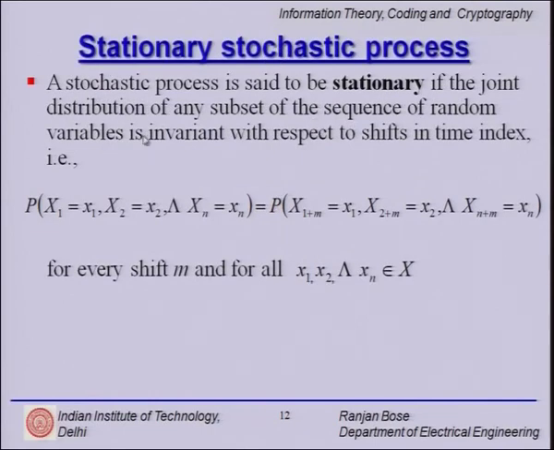So let us define: a stochastic process is said to be stationary if the joint distribution of any subset of the sequence of random variables is invariant with respect to shifts in the time index. I have seen this definition earlier, but we put it together again. Here, P(X1 = x1, X2 = x2, ..., Xn = xn) is equal to P(X1+m = x1, X2+m = x2, ..., Xn+m = xn) for every shift m. So, I have shifted the indices to 1 plus m, 2 plus m, n plus m, and therefore this kind of definition tells us that the stochastic process is indeed stationary.